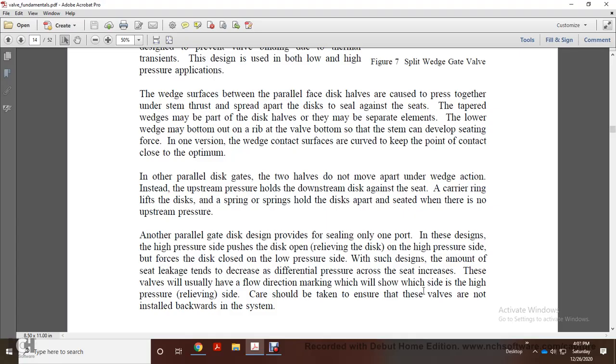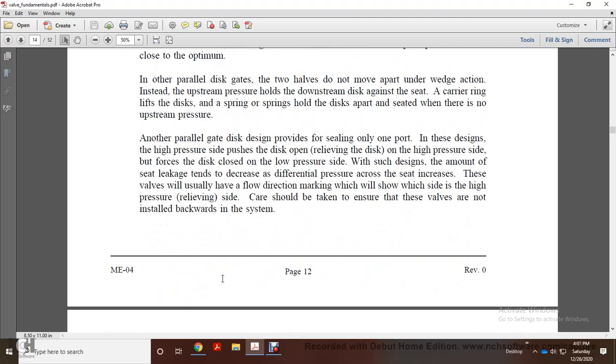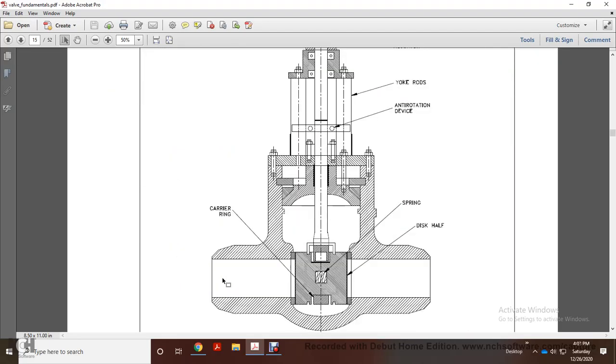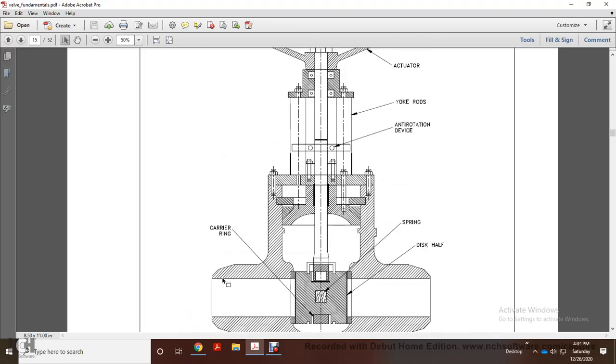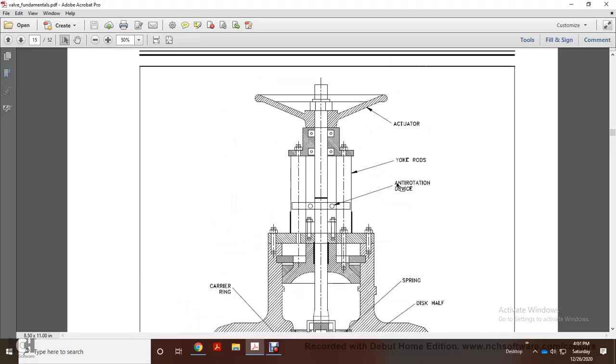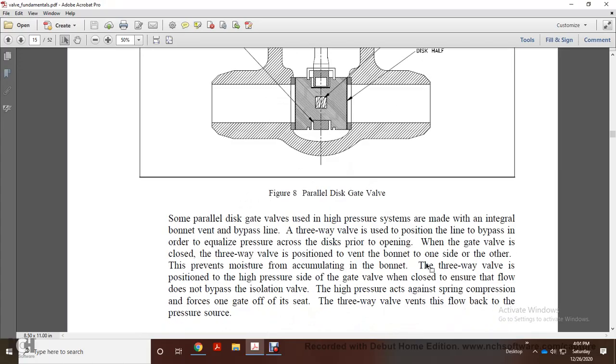Care should be taken to ensure that these valves are not installed backwards in the system. Alright, and this shows your parallel disc gate valve. It shows the actuator yoke rods, anti-rotating device, carrying ring, spring, and disc half.